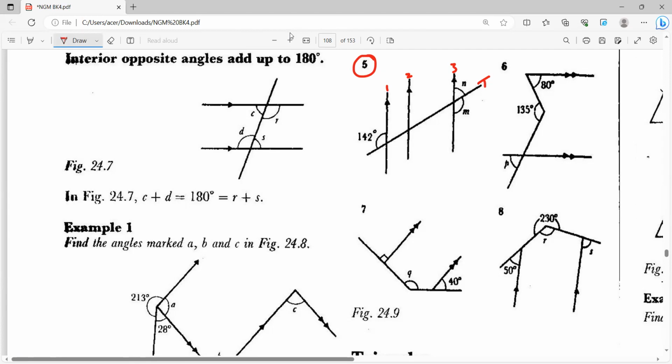So normally what you want to do is don't focus on what you're being asked. Just find the angles you can as fast as possible. And then everything will be easy for you. So here, I can see this is some kind of an X. So this guy is what? 142.